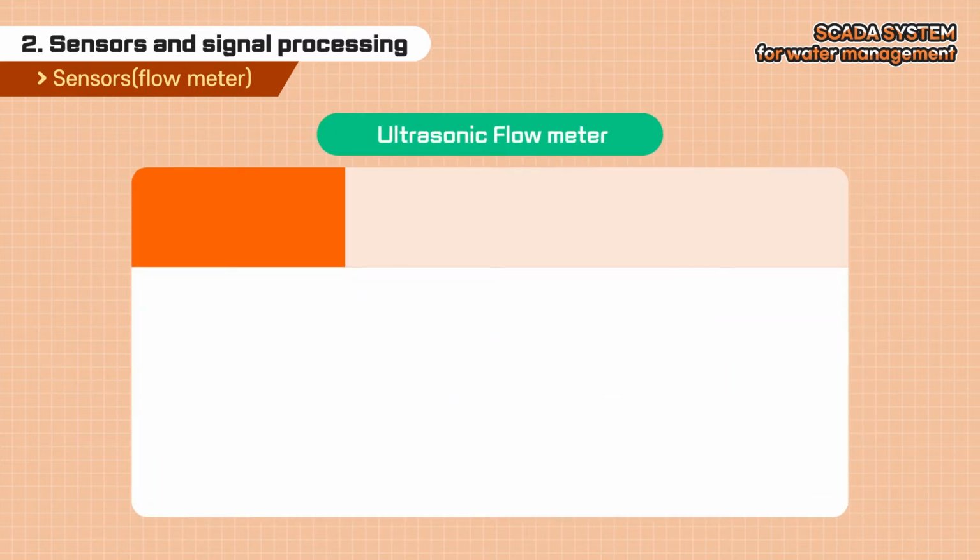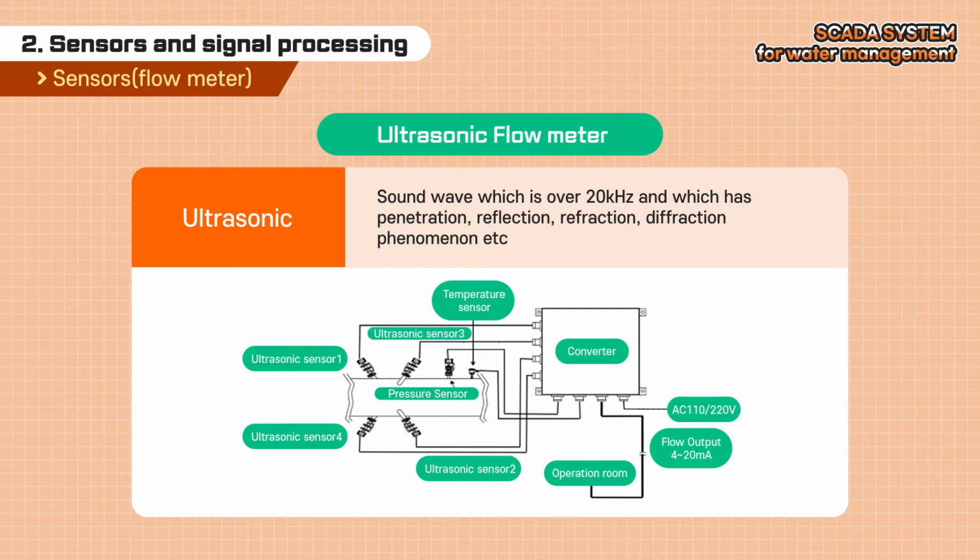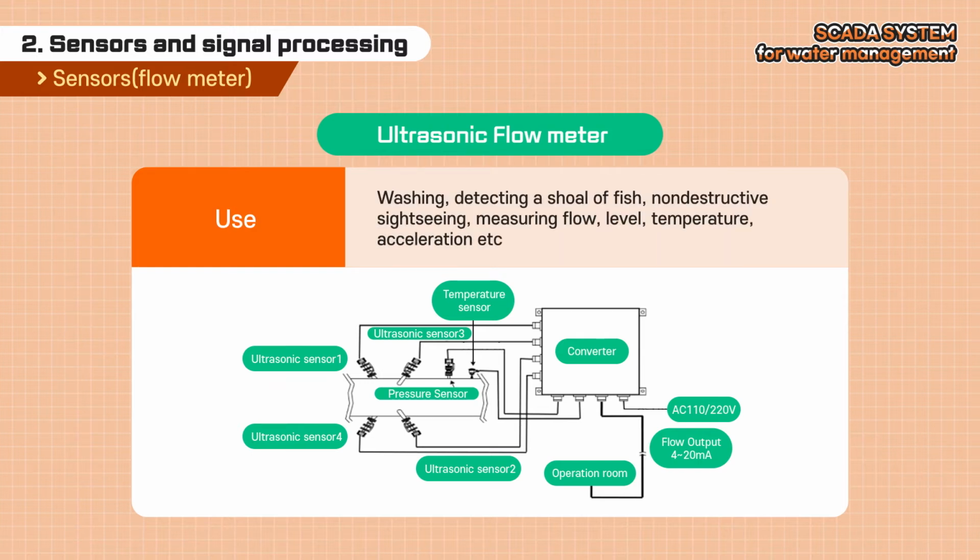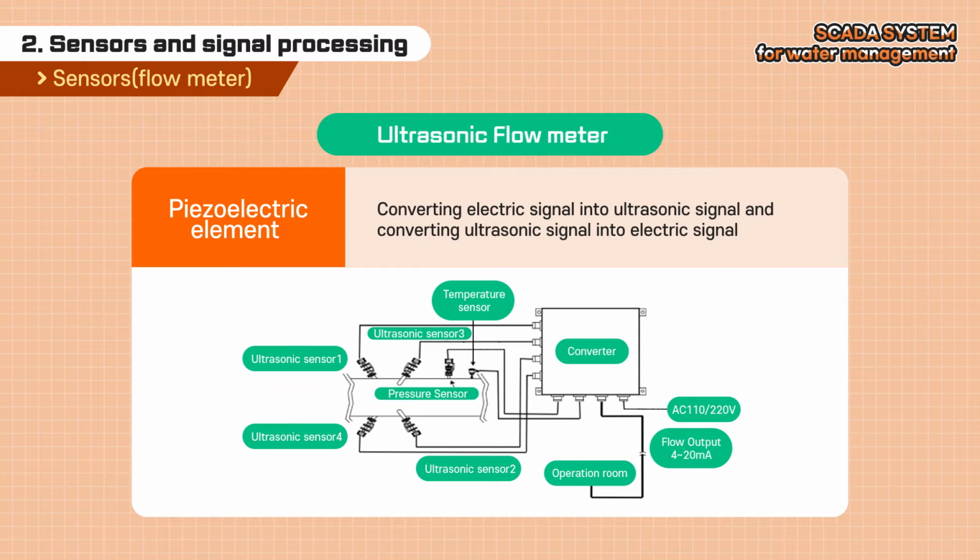The ultrasonic flow meter uses penetration, reflection, refraction, and diffraction phenomena of ultrasonic sound waves with frequencies higher than 20 kHz. It is used for cleaning, detecting shoals of fish, non-destructive testing, fluid measurement, water level, temperature and acceleration measurement. It has a piezoelectric element that converts an electric signal into an ultrasonic signal and then converts the converted ultrasonic signal into the electric signal.